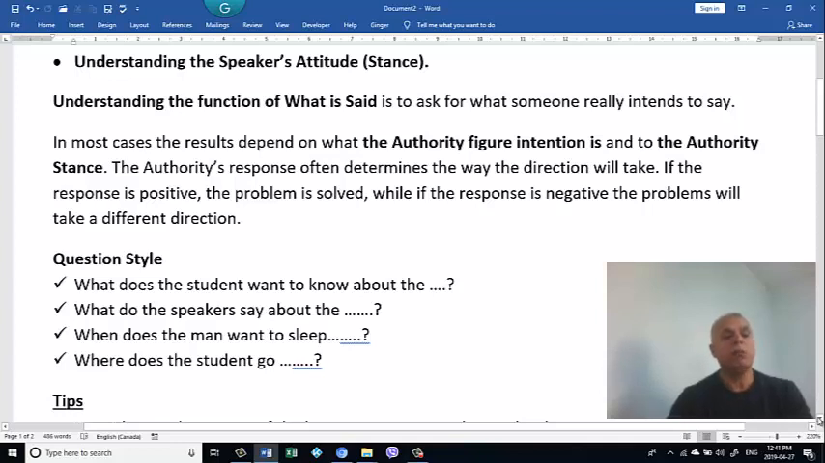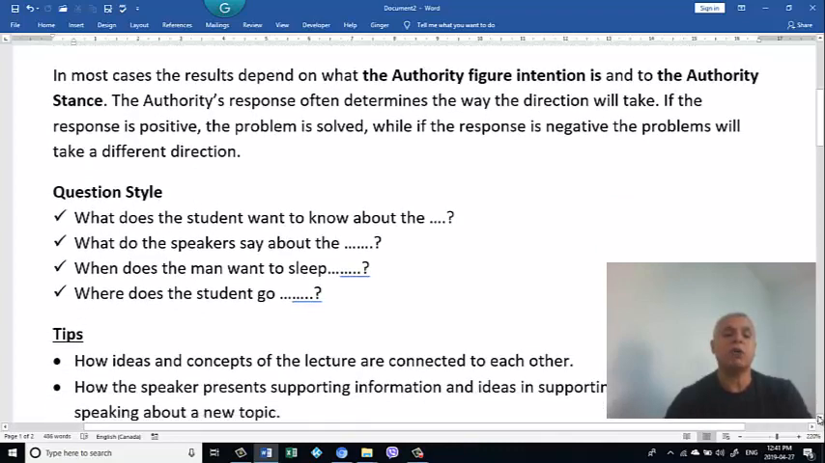For example, in most cases, the result depends on what the authority figure's intention is and the authority's stance. The authority's response often determines the direction the problem will take. If the response is positive, the problem is solved, while if the response is negative, the problem will take a different direction.